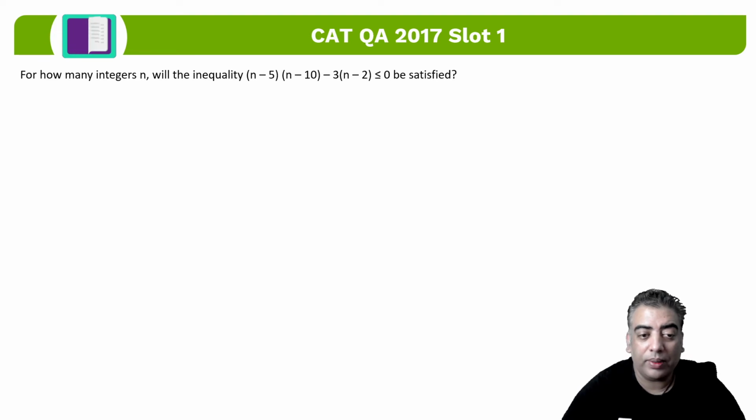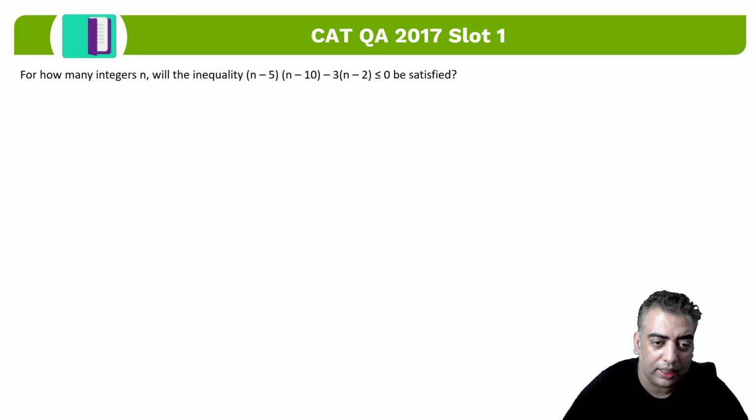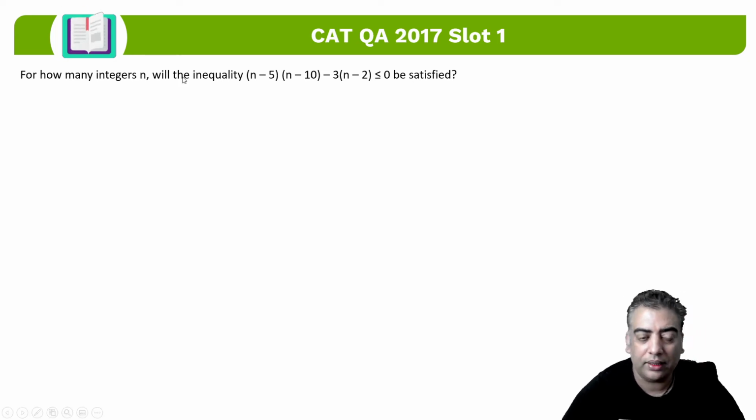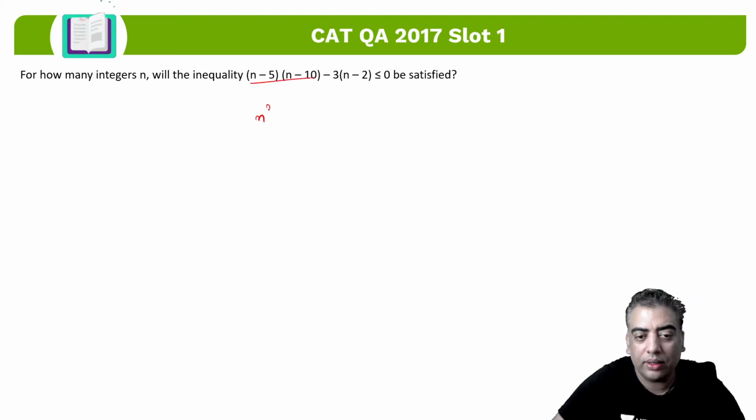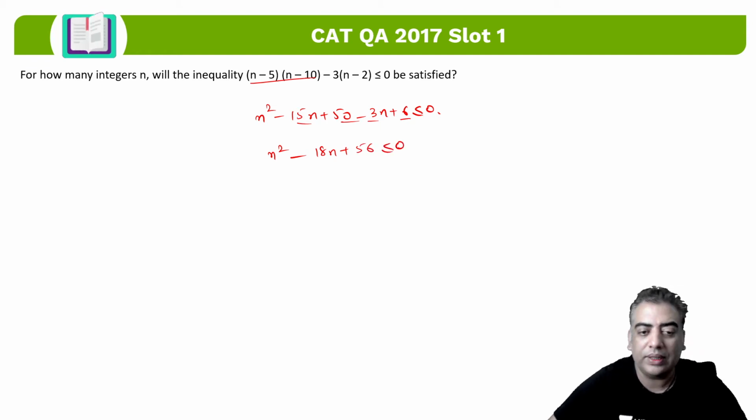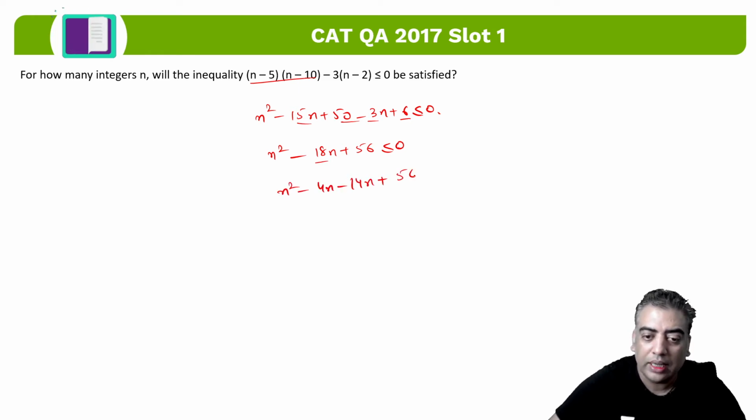So here it says, for how many integers n will the inequality be satisfied? Whenever you come across such an inequality, the very first thing is to simplify it, because right now it is in multiple parts. So let's open the bracket here. It gives you n square minus 15n plus 50 minus 3n plus 6 less than equal to 0. So n square minus 18n plus 56 less than equal to 0. Now we just need to divide the middle term in two parts, which we can write as minus 4n minus 14n, because 14 into 4 is 56.